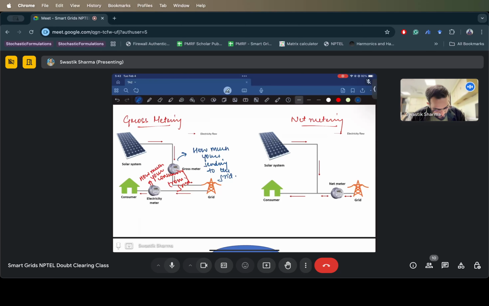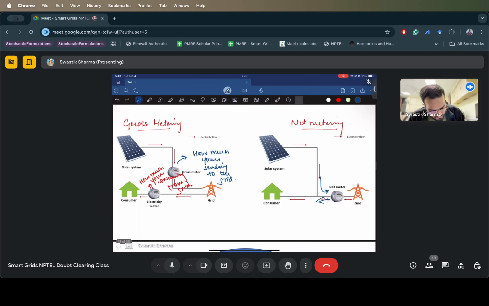But there is one more metering arrangement. It's called a net meter. With a net meter, whatever you're supplying and consuming, it subtracts from whatever you're consuming, and it presents you only the net reading of what you are consuming, right?